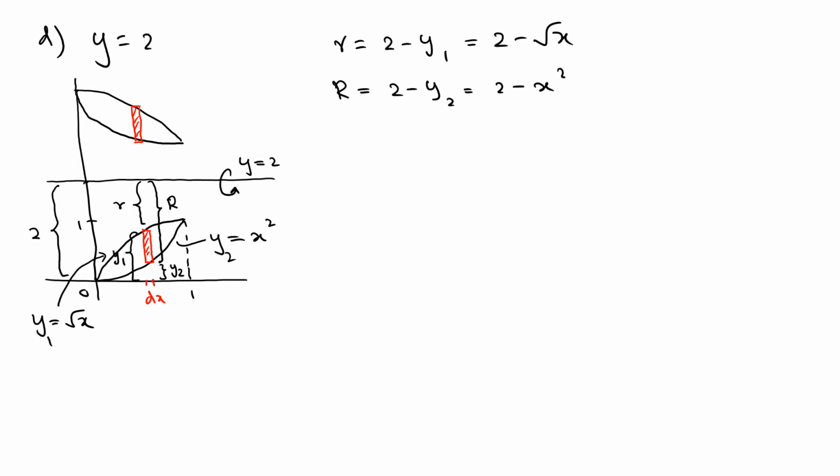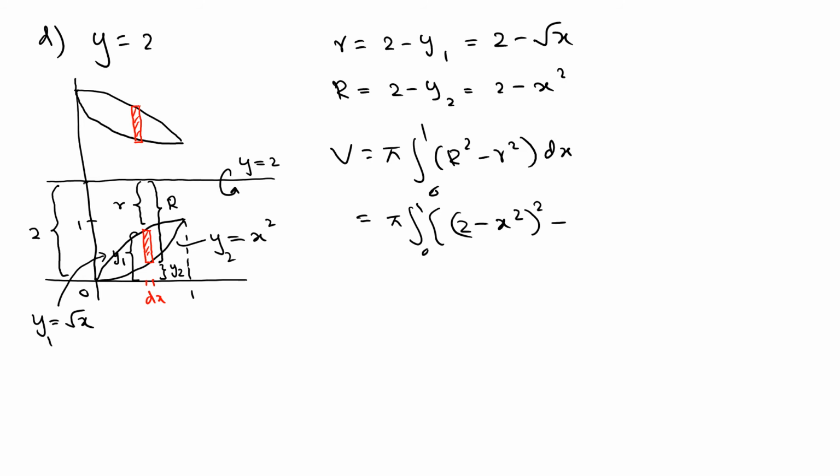Now we're going to plug into the formula. So it is pi, integral from 0 to 1, large r squared minus small r squared dx. So let's plug in. We have 0 to 1. Large r means 2 minus x squared, and then the small r is 2 minus square root x. You have to square that, and then dx. That's the setup of the integral, and then you can finish it as before.